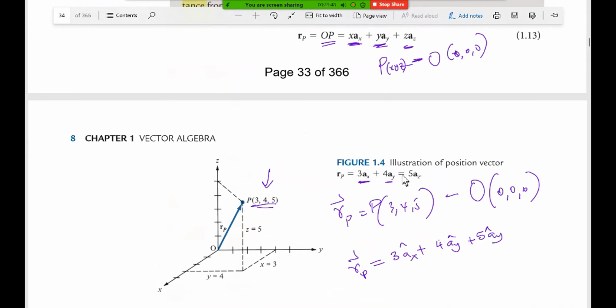I think here we missed that this should have been a plus, not an equal sign. So in your notes, be sure to correct that RP is given by 3AX plus 4AY plus 5AZ.